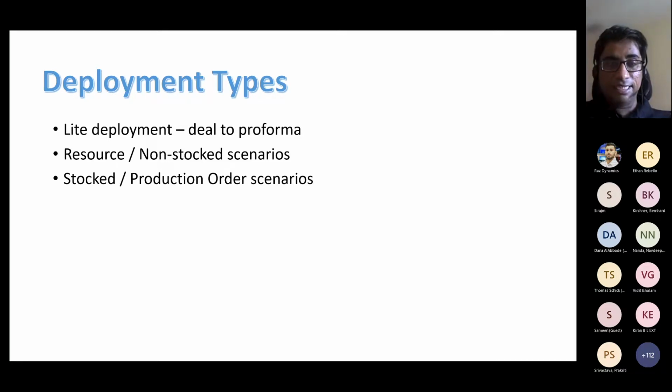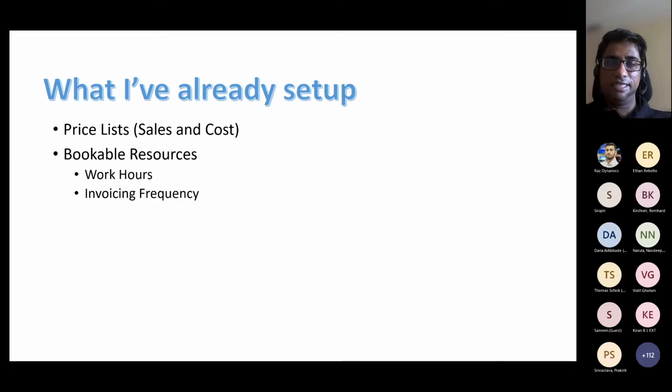So let's get started with the first type of deployment, and I already have an environment created. I'll just walk you through what I have already set up. I will though again show you where these things are. But what I've already set up after I created the trial is I've set up the price list, the sales and the cost price list.